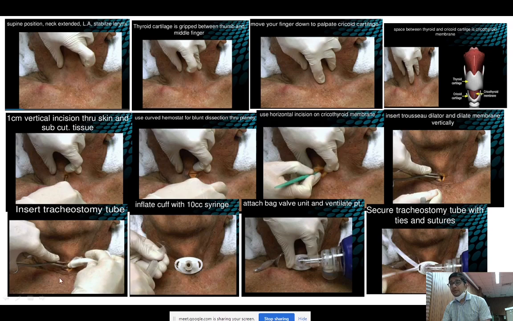Now through that opening you are inserting this tube. This is the tracheostomy tube. And you are inserting another bag and mask ventilation for the patient. It is usually a temporary tracheostomy.